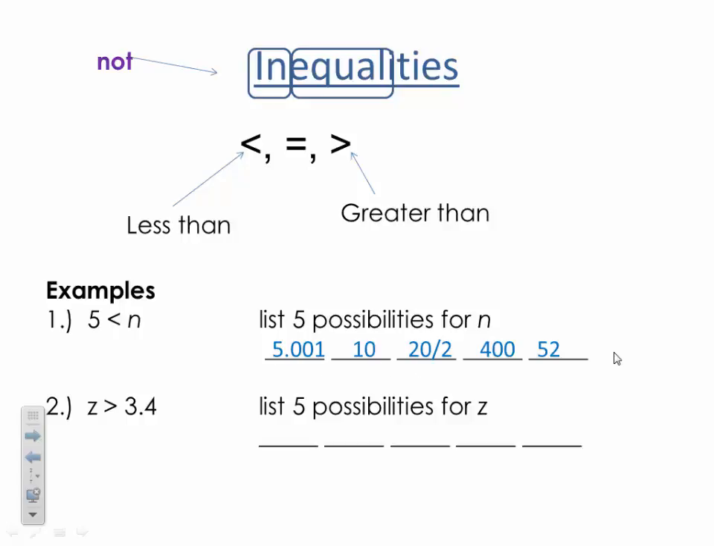Hopefully they're not boring. Look at your second inequality. Z is greater than 3.4. So we need numbers that are greater than 3.4. So stop the tape and give me 5 numbers greater than 3.4.